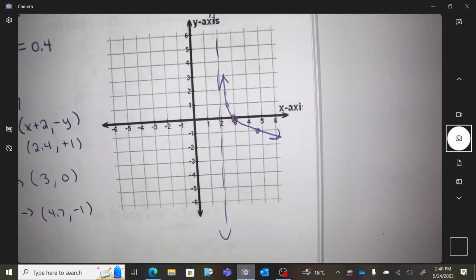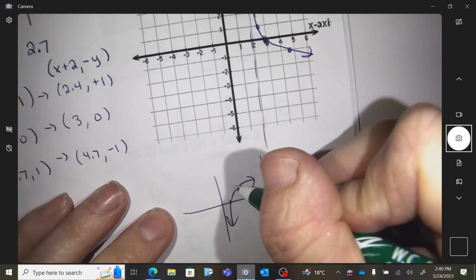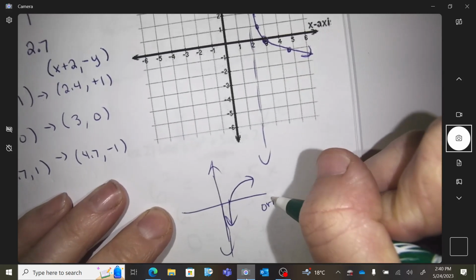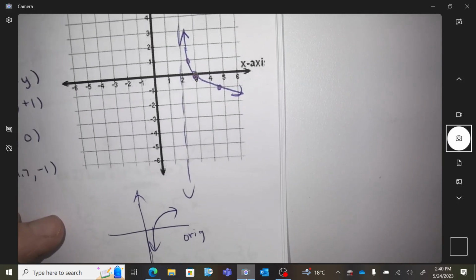So remember that there was a reflection. So does your reflection visually make sense from your original log? Your original log shape. This is always an original log. So did we reflect? Yep.